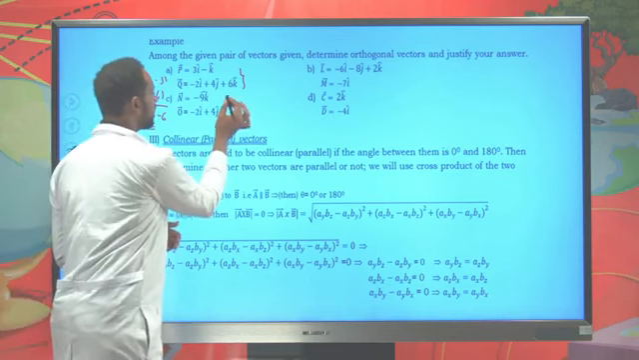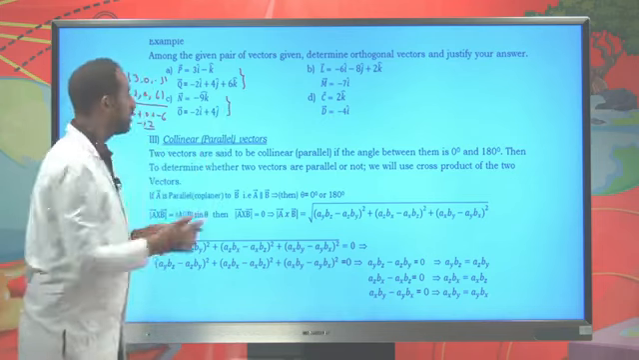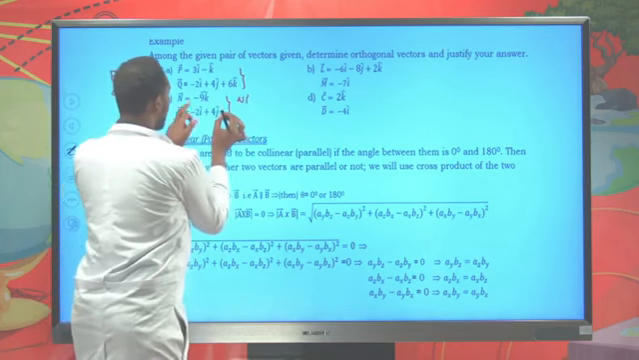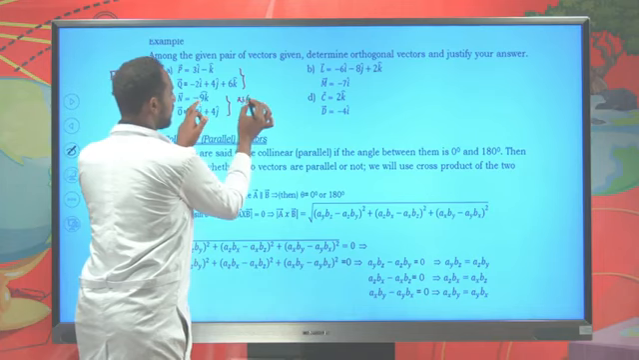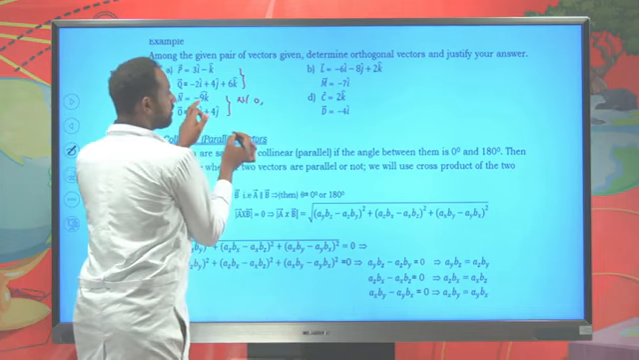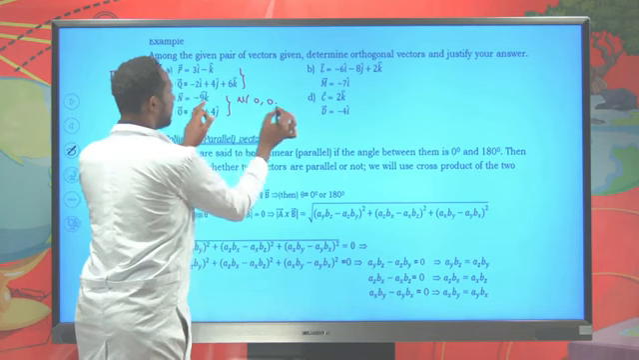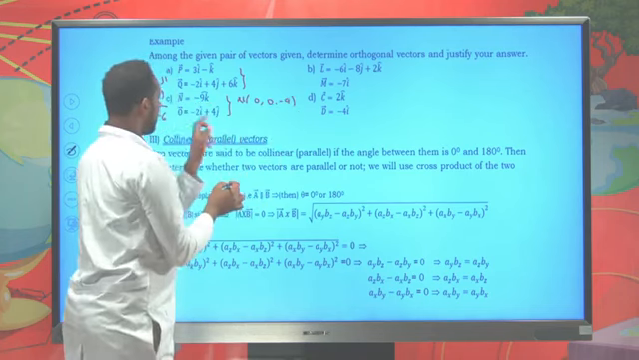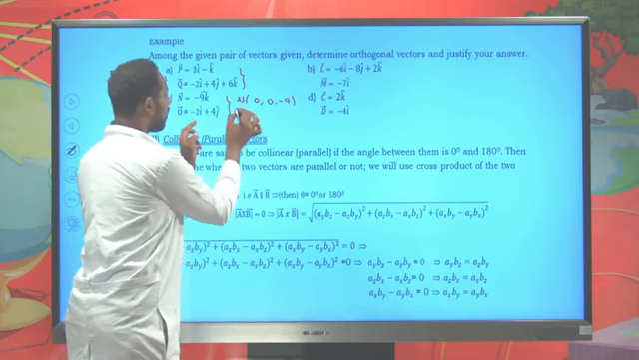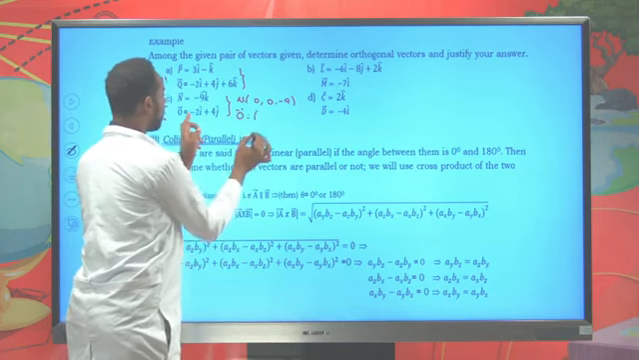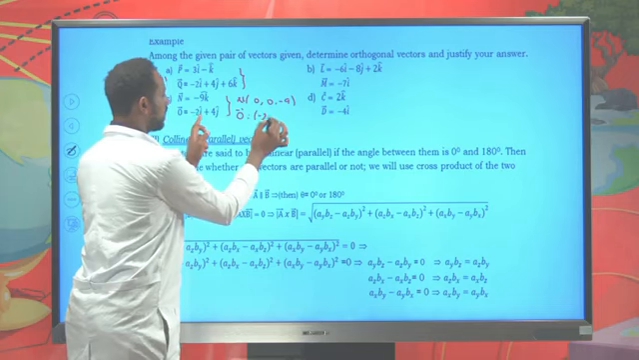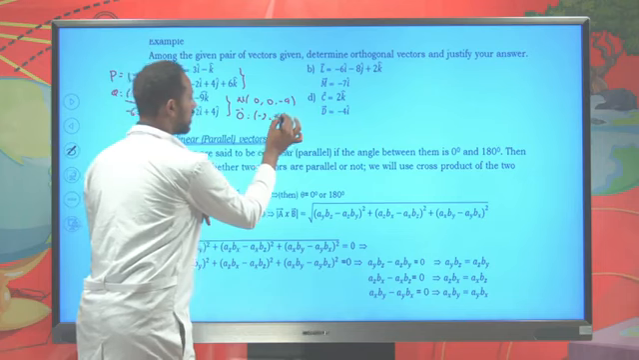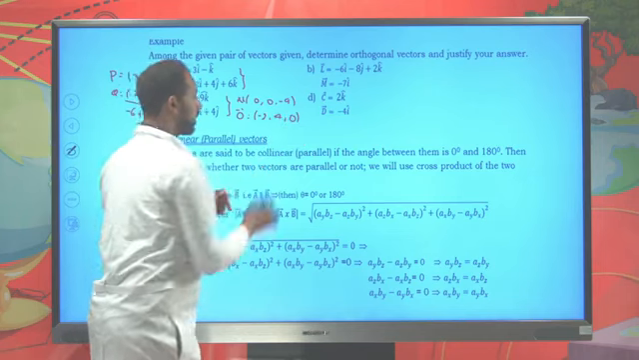Now let's try to check whether these two vectors are orthogonal or not. What are the components of vector N? We don't have I, therefore it is 0. We don't have J, 0. The only thing that we have is the K component. It is negative 9. And here, vector O. The components of vector O are negative 2 as the I component, the J component is 4, and we don't have the Z component.